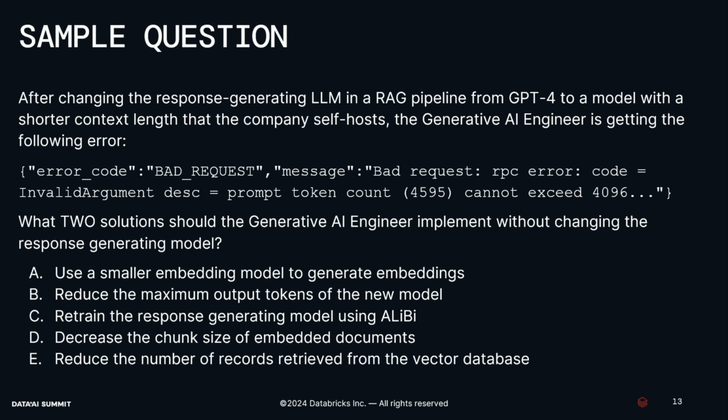Alrighty, you ready to see if you're right or wrong? Let's go. Which one's the right answer? Yeah, so the right answer on this one, it's asking about changing the response generating LLM, and you see some error with prompt token count exceeding a certain limit. And it asks for 2 solutions, and the 2 solutions on this one are D and E. So decreasing the chunk size of the embedded documents, or reducing the number of records that are retrieved from the vector database. All right, cool.